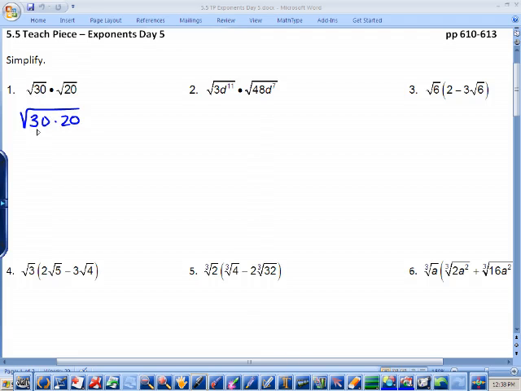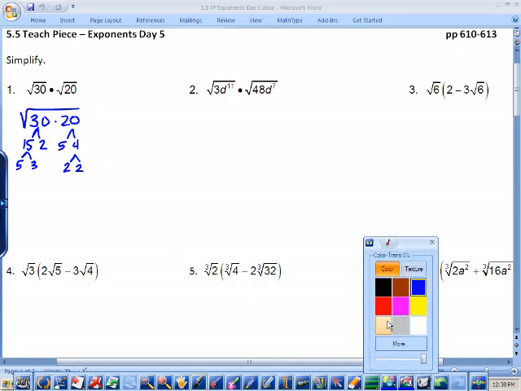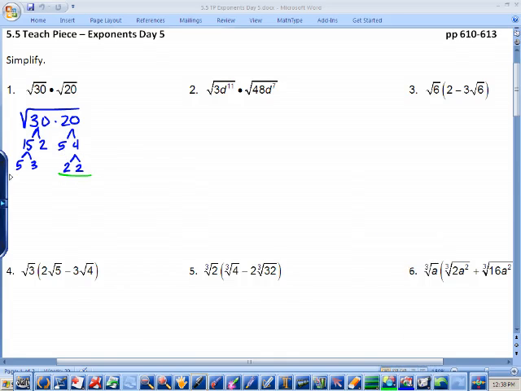So I'm taking the square root, so I know 30 breaks down to 15 and 2, and 5 and 3. 20 breaks down into 5 and 4, and 2 and 2. So what do I get to pull out? A 2 and a 5. So I have 2 times 5 times the square root of what's left inside? Yep, this 2 and this 3. So I end up with 10 root 6.